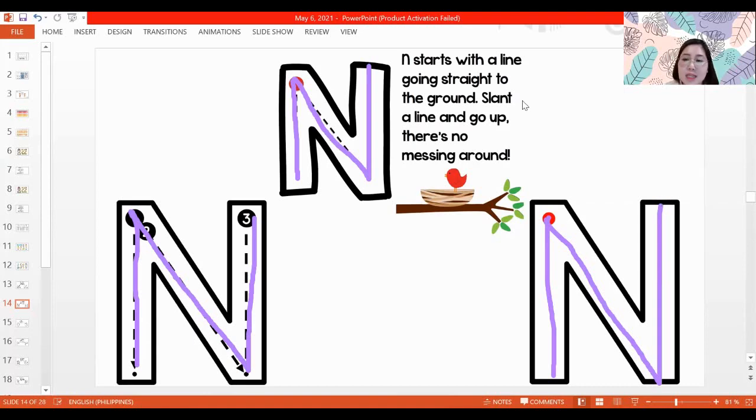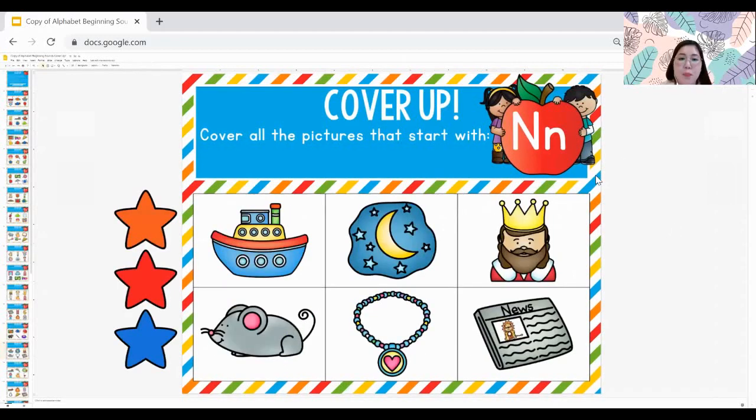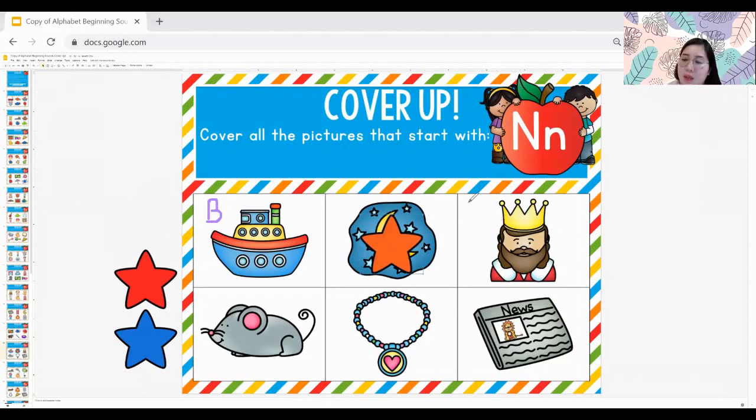Now let's proceed to our next picture, next beginning sound, I mean. So N is for boat. Nope, that's not the N sound. So let's make letter B, because that's B for boat. And then here, nighttime. Nighttime begins with the letter N, so let's cover that. This one is a king. King does not begin with the letter N, it's the letter K.